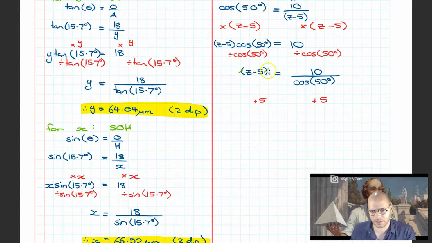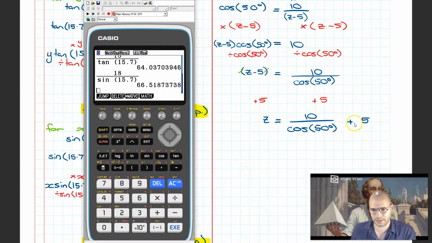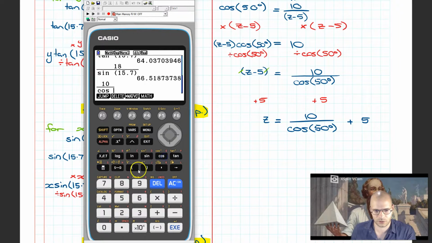The reason we add is because this is a subtract here, so if you want to get rid of the minus 5, you simply give it 5. Therefore we're going to get 10 over cosine of 50 degrees plus 5. The 5 doesn't go up top here, it stays to the side. Alright, now it's time to whip out the calculators. Keying in the expression on the right, we're going to get 10 over cosine of 50 degrees.